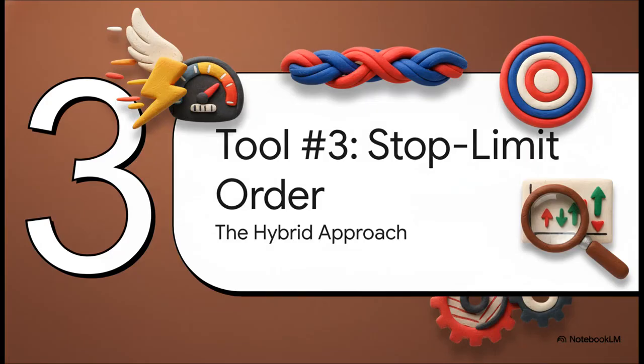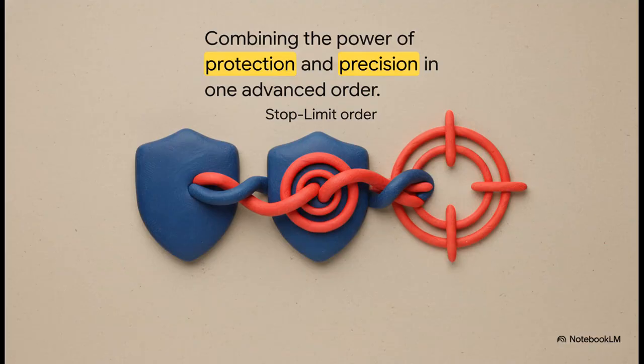So, we've got speed and we've got precision. But you're probably wondering, can I have a bit of both? Is there a way to combine these ideas? And the answer is yes, absolutely. That brings us to our third and slightly more advanced tool, the stop limit order. Think of it as a smart hybrid approach. The whole idea behind this one is to blend the protective element of a stop order with the precision of a limit order. It's basically a two-part command that's designed to give you way more control over when your order gets triggered and the price it ultimately gets filled at.